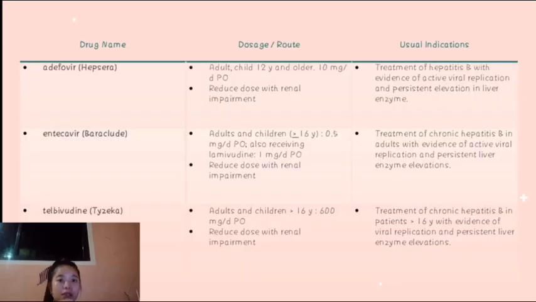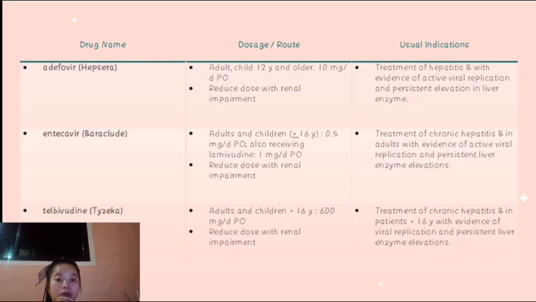Okay, so next, listed in the table above are the drug name, the dosage or the route, and the usual indication. So our first drug for anti-hepatitis B is Adefovir or Hepsera. It is for adults and also children 12 years and older, 10 milligrams per day via PO, with reduced dose in renal impairment. And for the indication, treatment of hepatitis B with evidence of active viral replication and persistent elevation in liver enzymes.